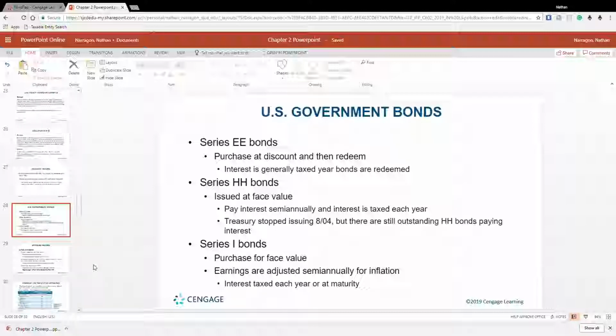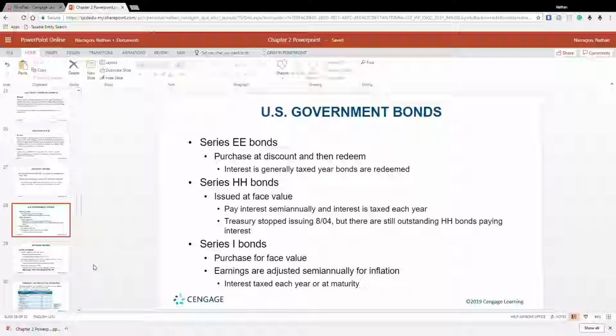Government bonds have their own interest too that we also have to put into taxes. So there are Series EE bonds, which are purchased at a discount and then redeemed. So interest is generally taxed when the bonds are redeemed. So with EEs, we don't have to worry until we actually redeem the bonds. Then we have to pay the interest.